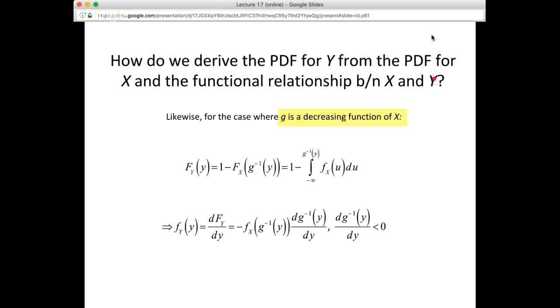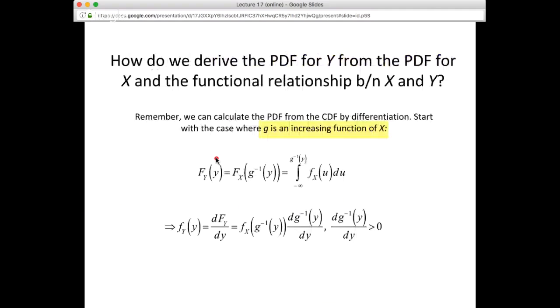And let's look at what happens if g is a decreasing function of x. We basically go through the same rigmarole, but it's a little bit different because now the CDF for the random variable y evaluated at little y is going to be 1 minus the CDF for the random variable x evaluated at g inverse of y. Remember where this comes from?